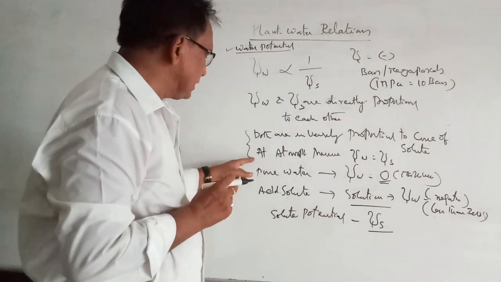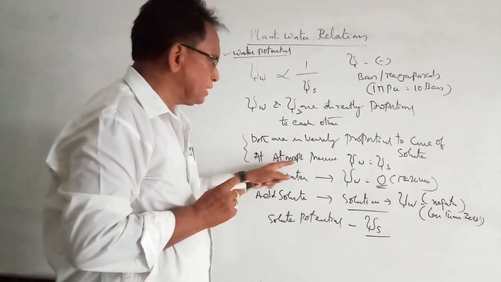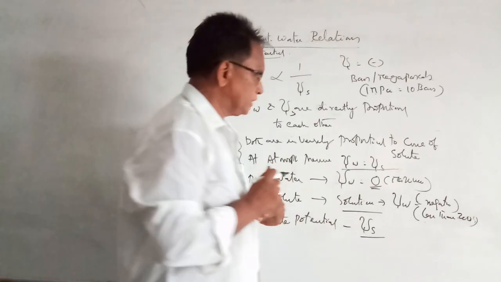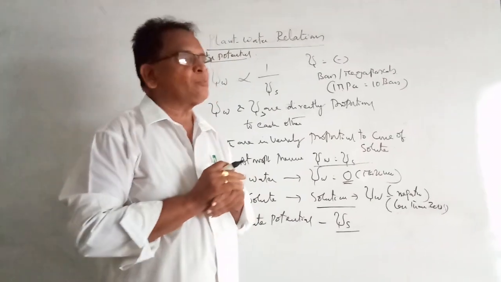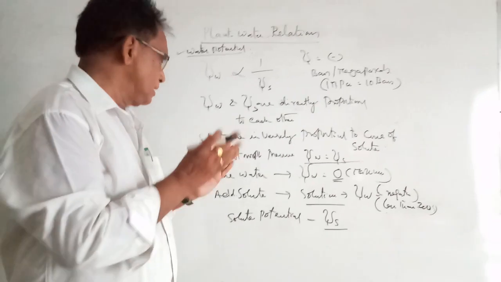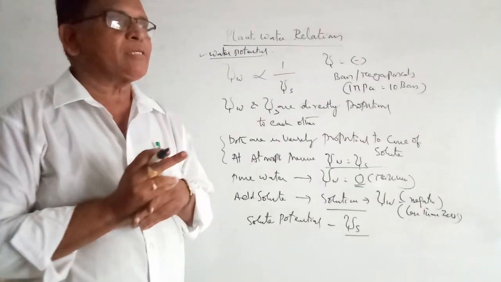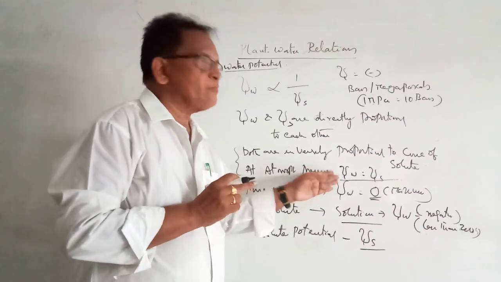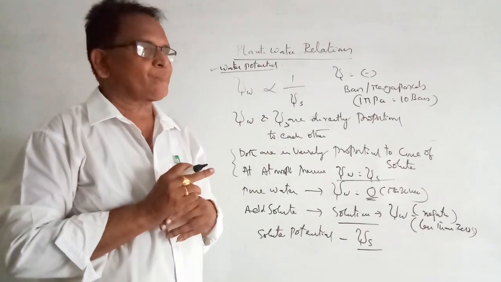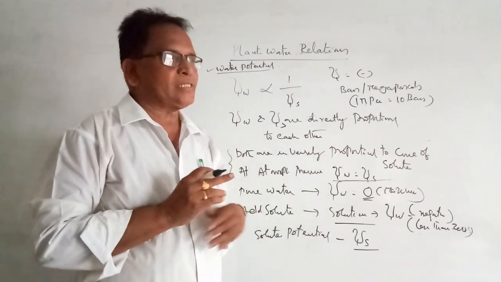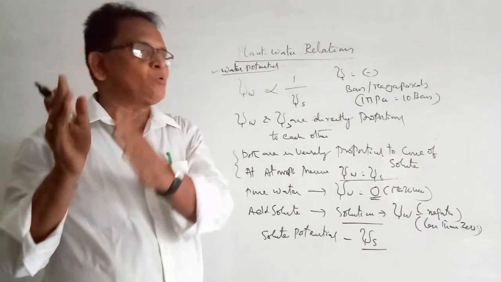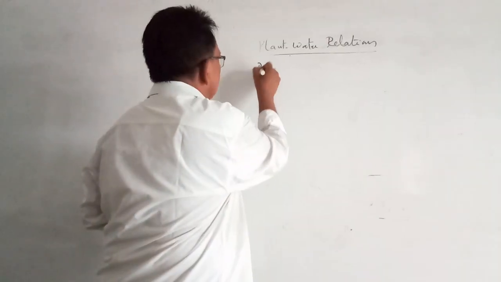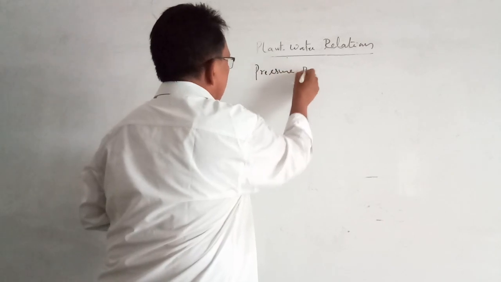At atmosphere, there is another point you see. At atmospheric pressure, both psi W, that is water potential, and solute potential become equal. If there is any increase in the atmospheric pressure, the water potential value will be increased. If there is an increase in the water potential of any system, water will move from one cell to another cell. There is another aspect called pressure potential.